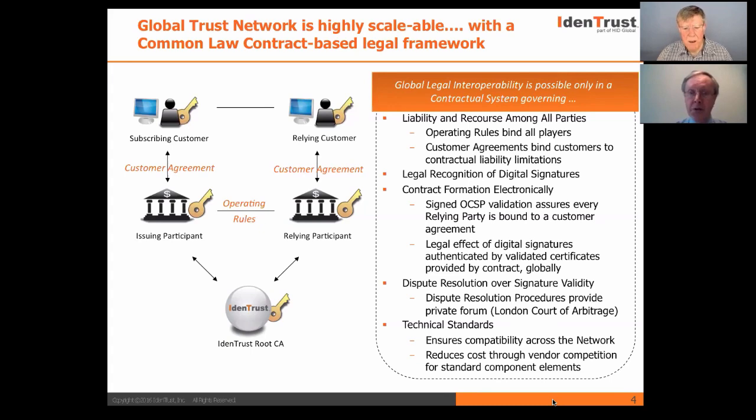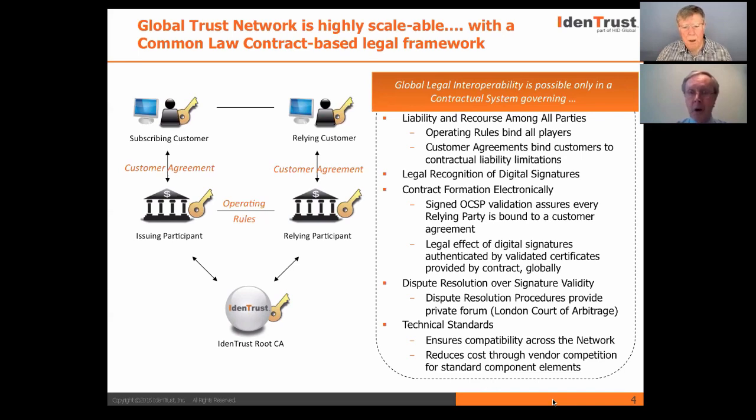So in practice, that's what it looks like. It is, of course, highly scalable. You add more banks along the middle there. As and when a bank wishes to join up, it joins, signing up to the same set of operating rules into the scheme, and then has a customer agreement with its customer.